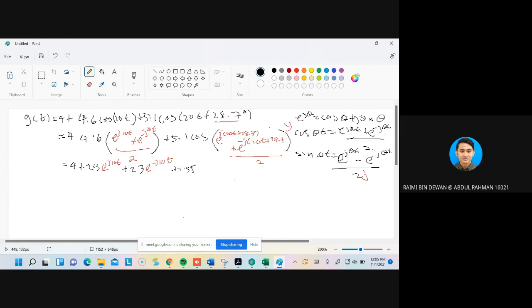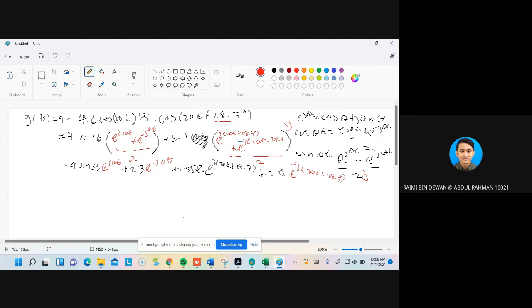Okay, then you have E. Sorry, this one is no more cost, because we already converted. Okay, 2.5 E, then you have E J 20t plus 28.7, something like that. Then you have plus 2.55 E negative, don't forget negative J 20t plus 28.7, something like that.